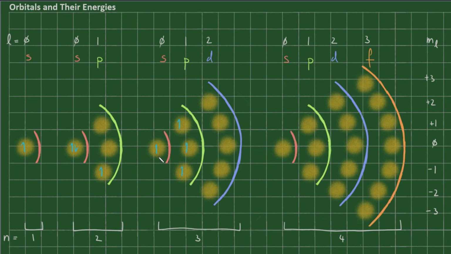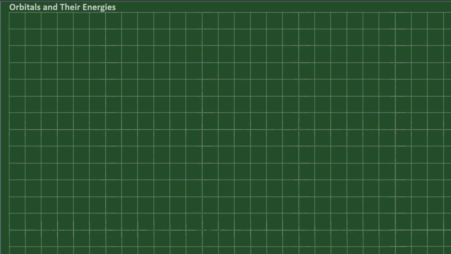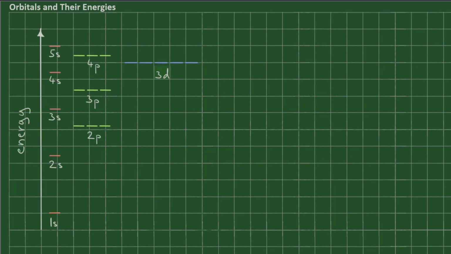In order to hopefully illustrate this, I need a better diagram. I need an energy diagram. So I'm going to get rid of this and bring in an energy diagram. Great. How do we interpret this diagram? Well, now, instead of using fuzzy spheres to indicate each orbital, I'm using these lines. So each one of these lines represents a single orbital.